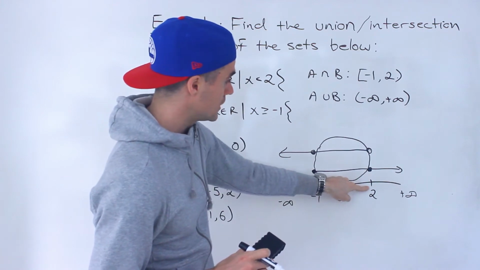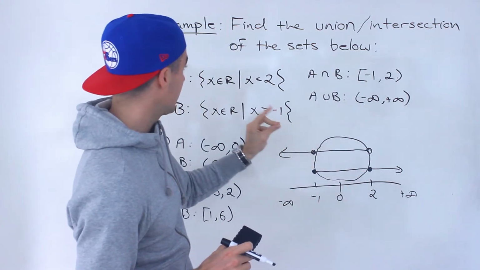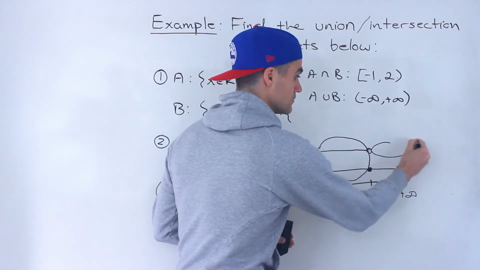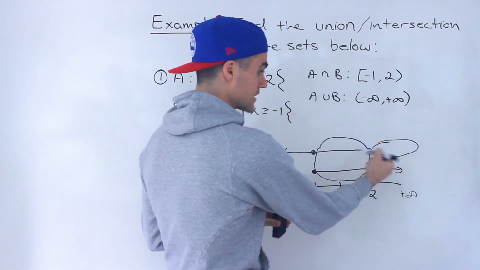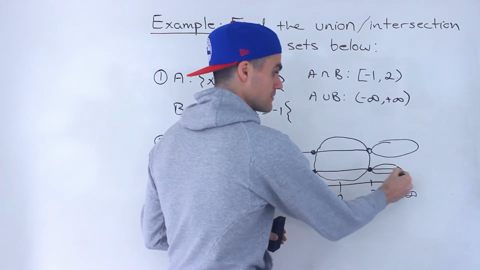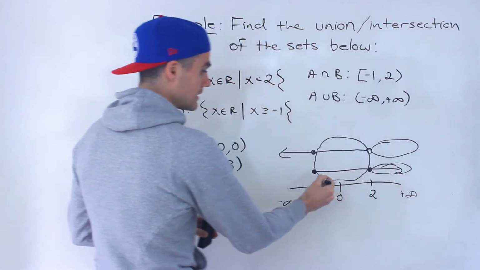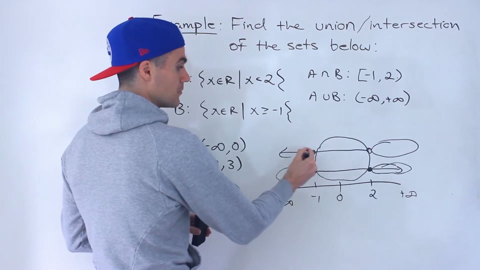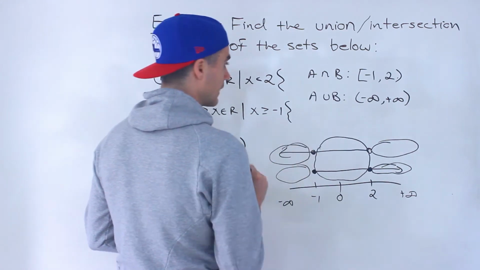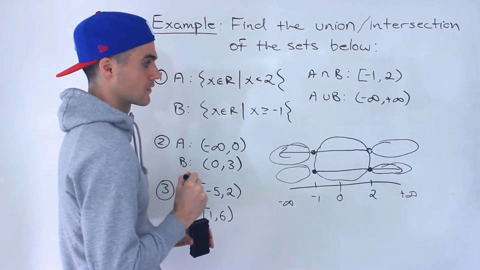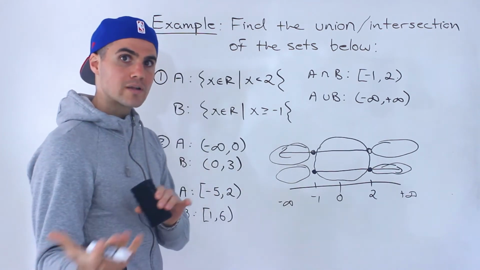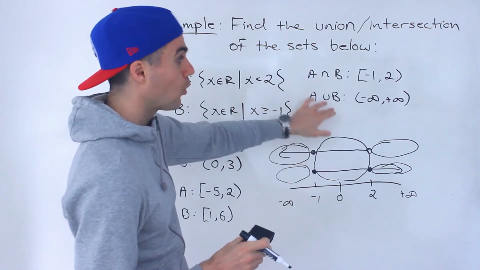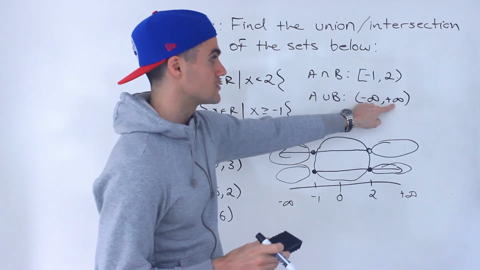So 2 is left out in set A. Actually, all the numbers that are greater than 2, greater than or equal to 2 are left out in set A, but they're in set B. Set B, all the numbers that are less than -1 are left out, but they are in set A. Right? So anything that's left out from one set, it's in the other. And so if you're looking at A or B, it'd be -infinity to +infinity.